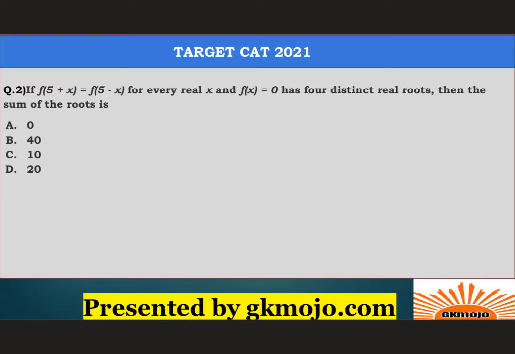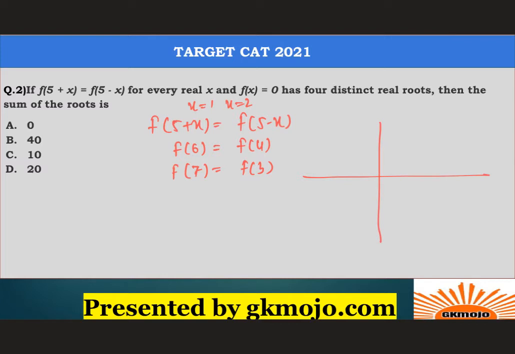I'll show you how. Just a second, I'll just change the ink over here. Alright, f of 5 plus x is equal to f of 5 minus x, which basically means if we put x equals 1, f of 6 is equal to f of 4. If we put x equals 2, f of 7 is equal to f of 3. Try imagining a graph now. So basically this 6, f of 4 would be somewhere over here.